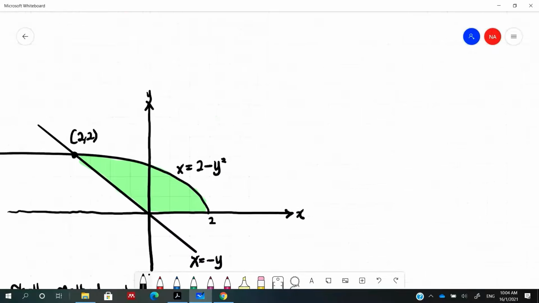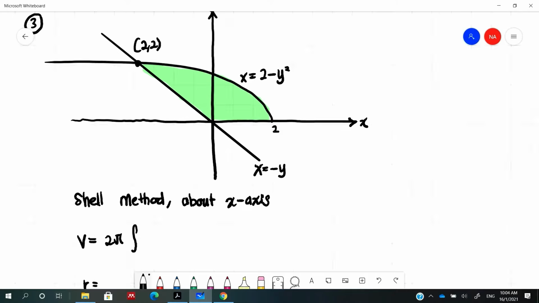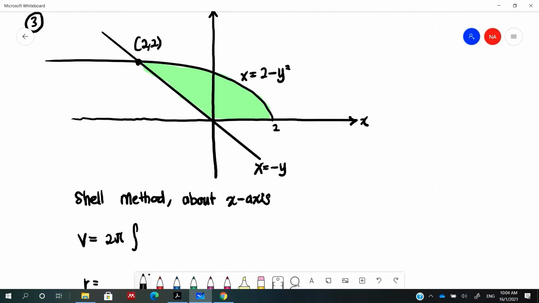All right, so let's look at the third one. We have something like this. Now we want to use the shell method, and we want to rotate about the x-axis.